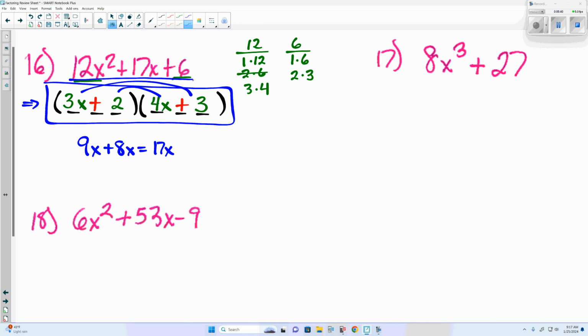Be ready for 17. 8x cubed plus 27. Is there a greatest common factor between these two terms?